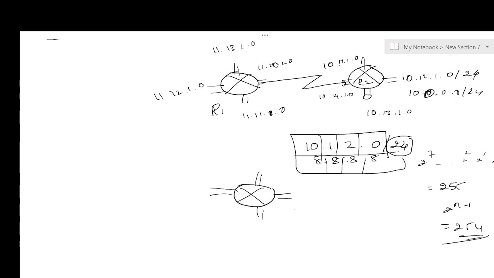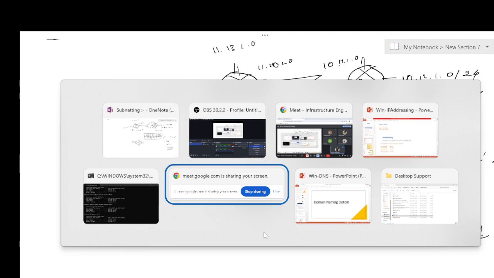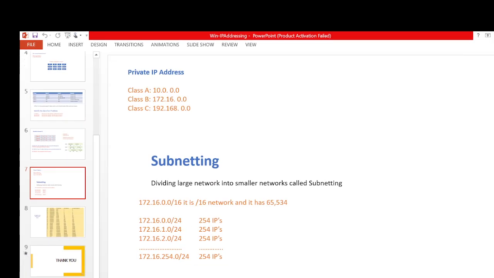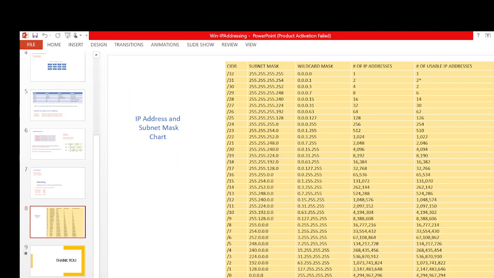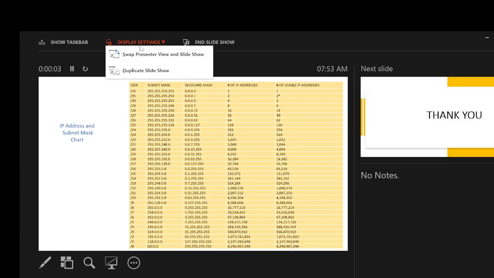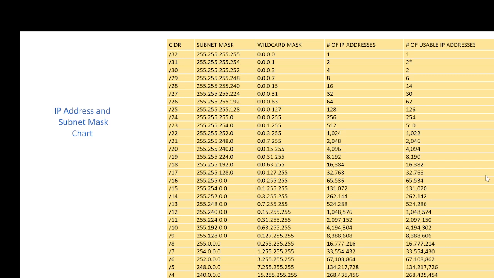Let me go to the slide. I've already kept something here. See here, whatever the CIDR value is there, I was referring to this. Once again, let me put it in presentation mode. This is important, that's why I'm going very slowly. Please ask me if you have any doubts there.